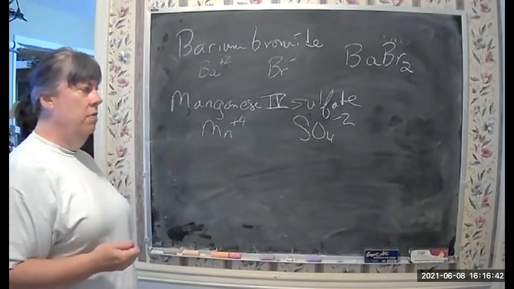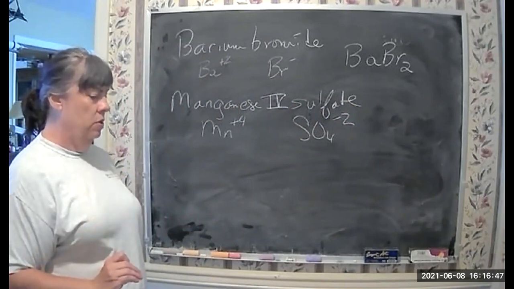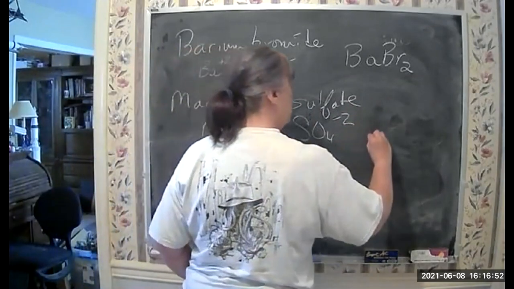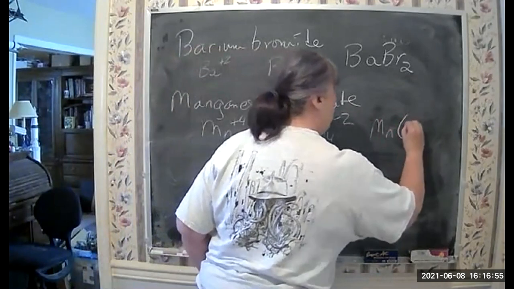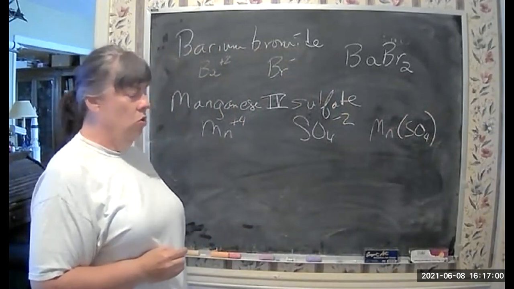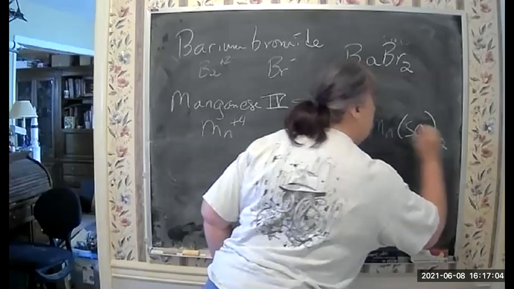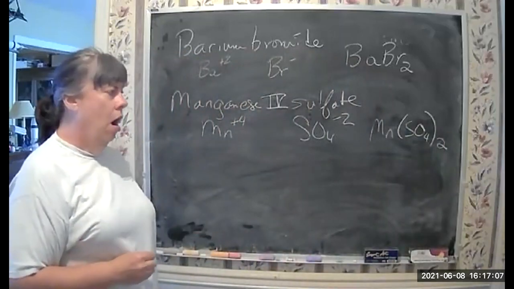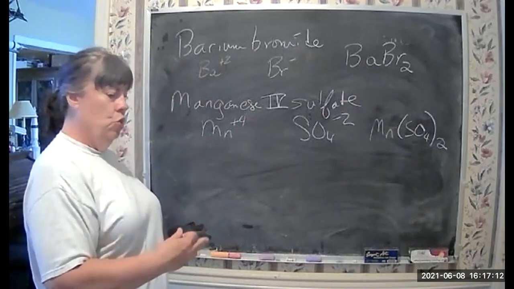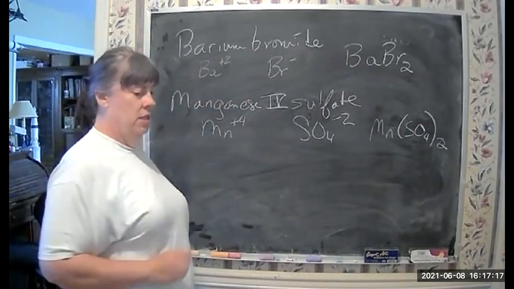I've got 4 positives, and at the moment I only have 2 negatives. I need more than 1 sulfate. When I combine this, and write this in my formula, I need to put parentheses around my SO4, and it then also needs a subscript of 2 on the outside. That way, you're making sure that you have enough negatives to cancel out your positive.